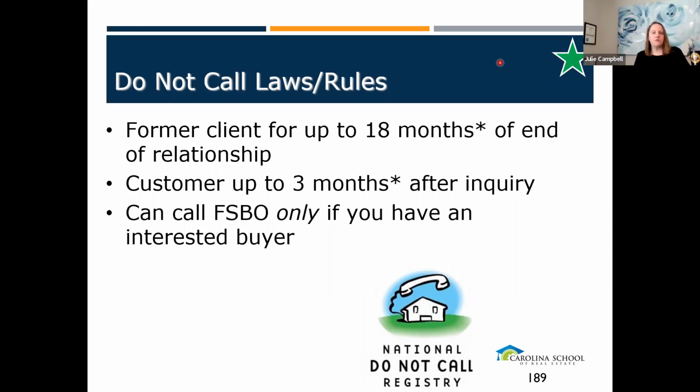We can also call a for sale by owner, a FSBO, only if you have an interested buyer. If the for sale by owner is on the do not call registry, you cannot call the FSBO to solicit their listing. Do you have a genuinely interested buyer, somebody that's seriously interested? They're for sale by owner, so they're trying to sell their listing, right? They're just doing it on their own. They didn't hire an agent. So if you have a genuinely interested buyer, we can call that for sale by owner, even if they're on the do not call, but we cannot solicit the listing.